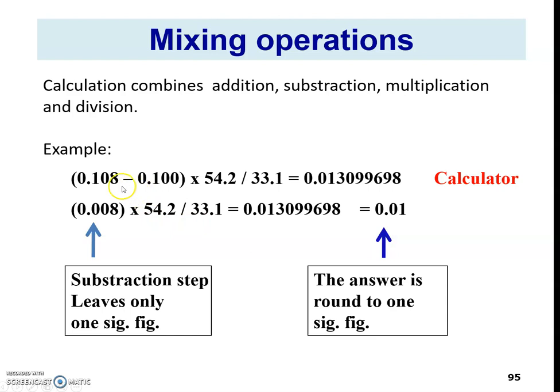Whenever we do subtraction or addition problems, we consider the least decimal point. However, when we want to solve multiplication or division, we have to consider the least significant figures. That's why the answer is 0.01, because 0.01 consists of 1 significant figure. We follow this one because this value consists of 1 significant figure.